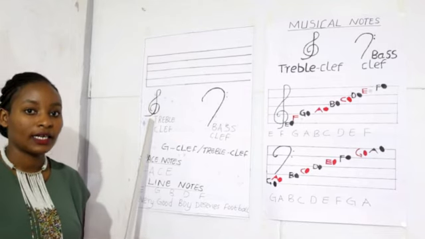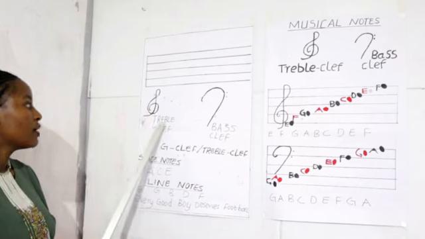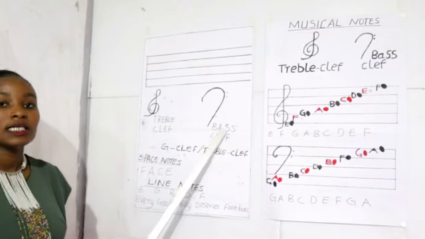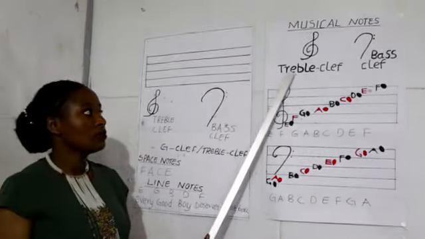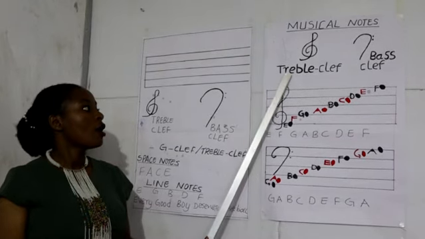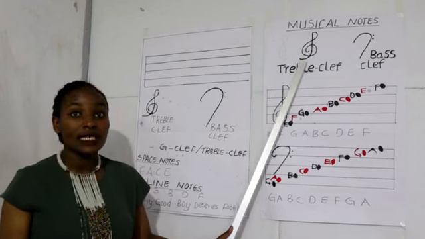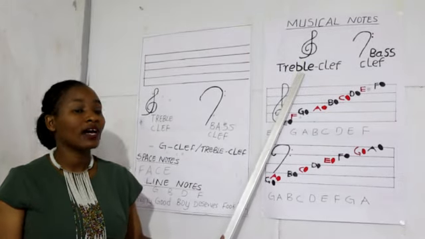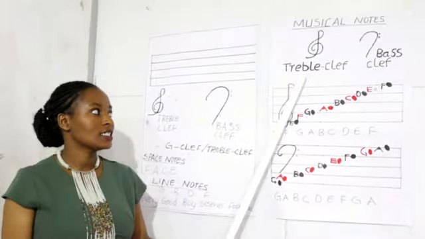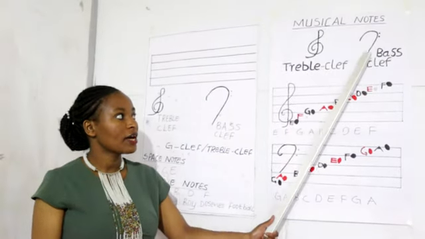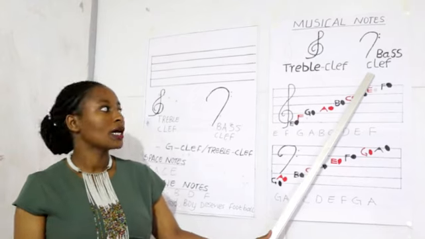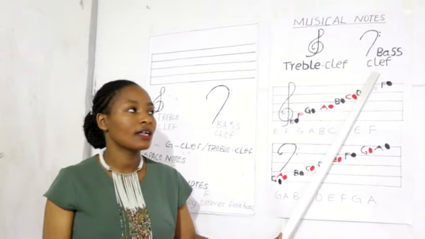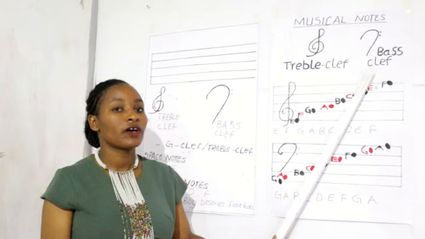We have 2 types of clef. The first one, we have the treble clef. Then we also have the bass clef. So looking at the treble clef, when you look at it, it looks like letter G. So that is why the treble clef has another name, the G clef. We also have the bass clef, which looks like letter F. That is why the bass clef has another name known as the F clef.